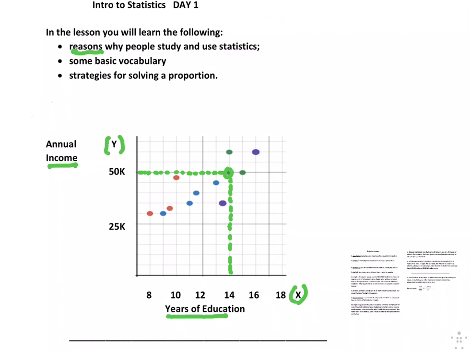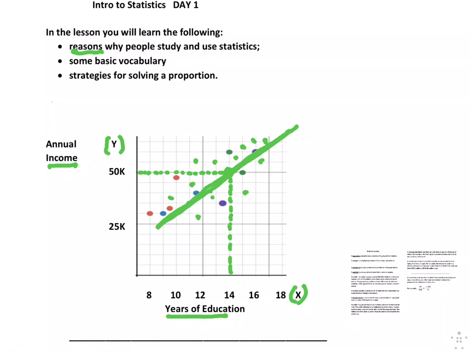What statistics tries to do is look at the bigger overall picture for thousands or even millions of people. And what I hope you notice is if we look at the many dots of people comparing education to annual income, the more people we look at, the more we see a general trend, and that general trend goes like this. And what I'm attempting to draw is what we call a line of best fit or a regression line.